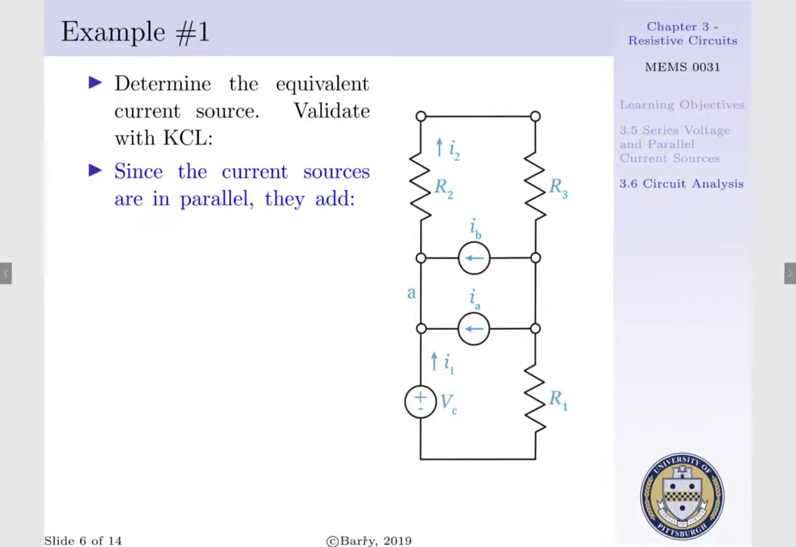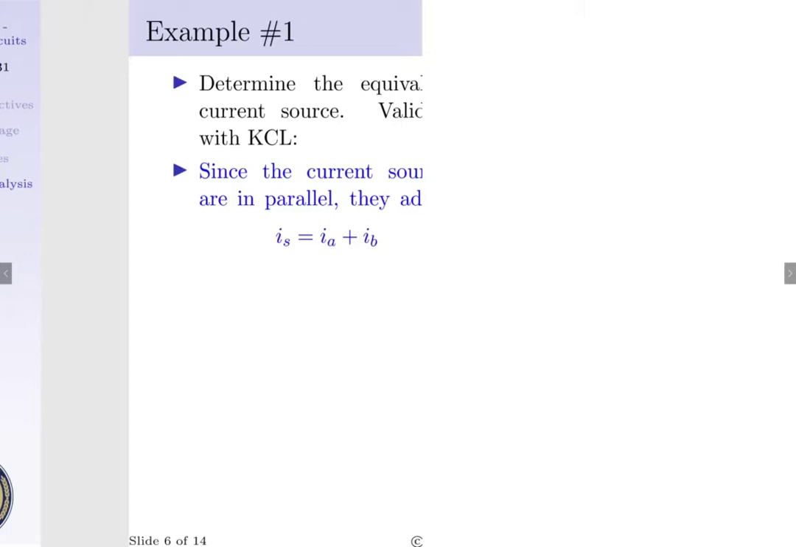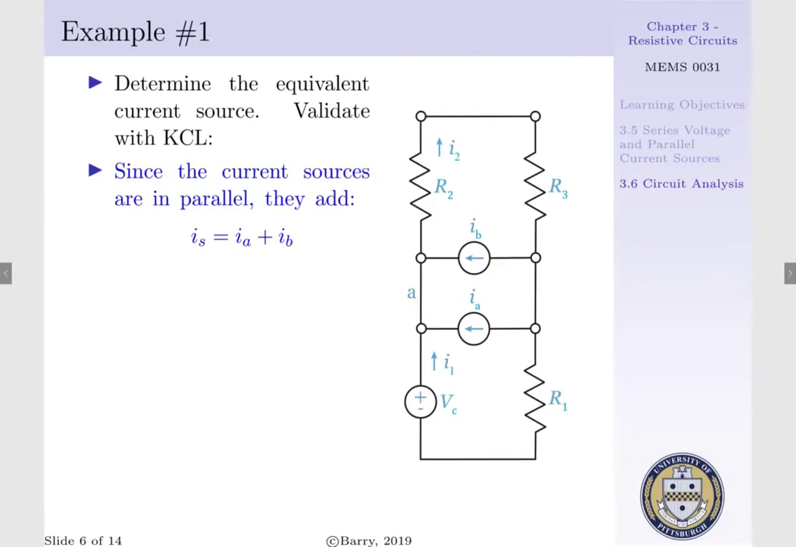To begin, we recognize that our current sources are in parallel. That is, IA and IB share the same node A at our outlets, and we can call our inlets node B. Since they are in parallel and they are in the same direction, we can say our equivalent IS is equal to IA plus IB.